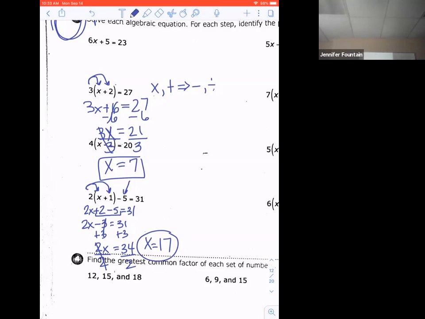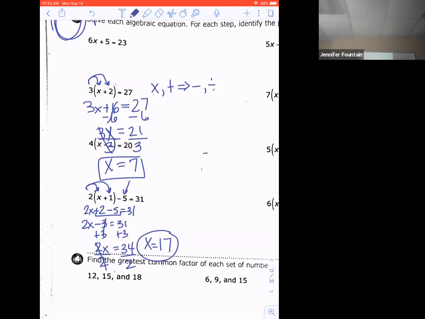The one underneath that, I have 7 times x plus 3 is 49. I have to distribute first, so you end up with 7x plus 21 equals 49. So that means I have to subtract 21 from each side, and then divide both sides by 7. So you find that x is equal to 4.